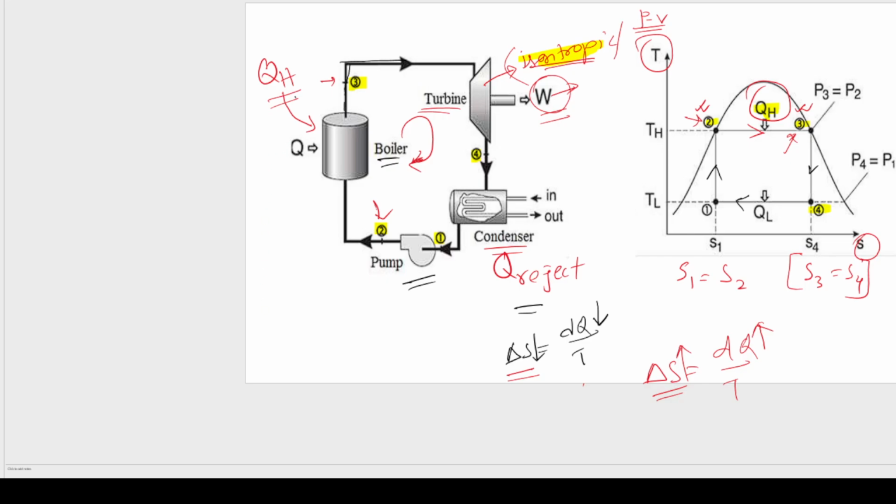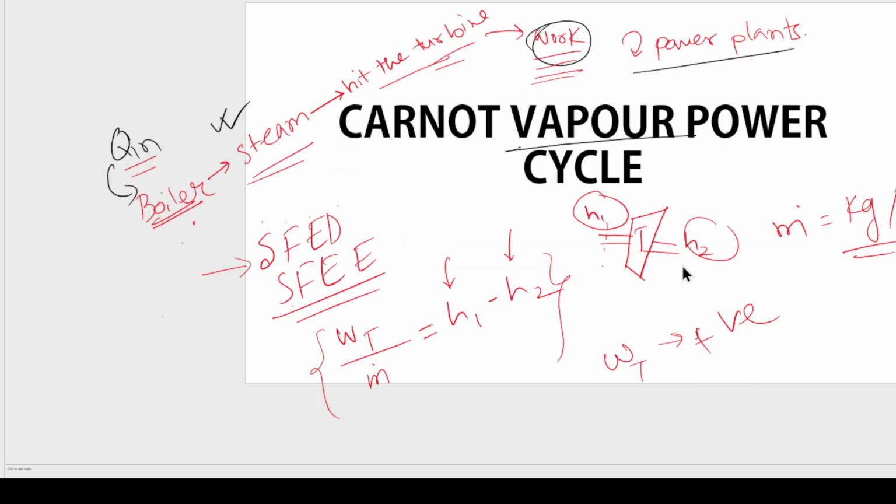In this video, we are going to be talking about the Carnot Vapor Power Cycle. So, what actually is a power cycle? It will produce power by using vapors. In a boiler, we add some heat, and the boiler will produce steam. The steam will hit the turbine, and we'll get some work. This is the simplest explanation for this.